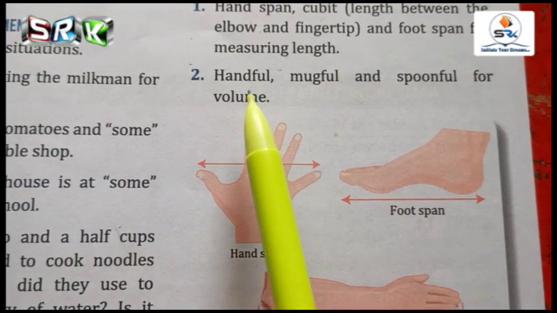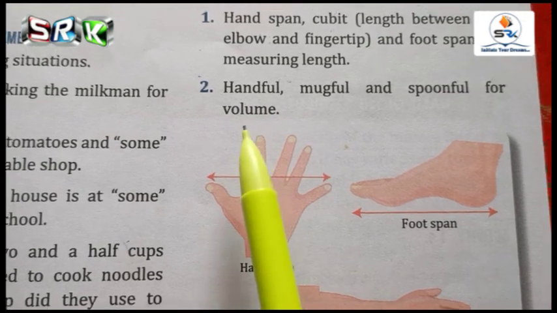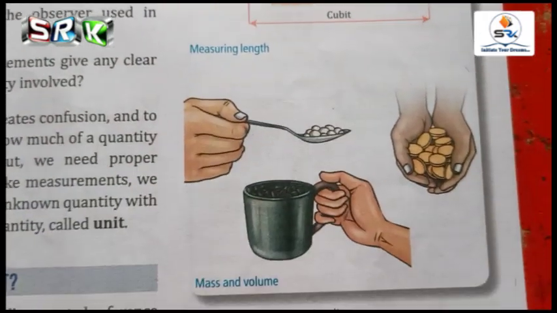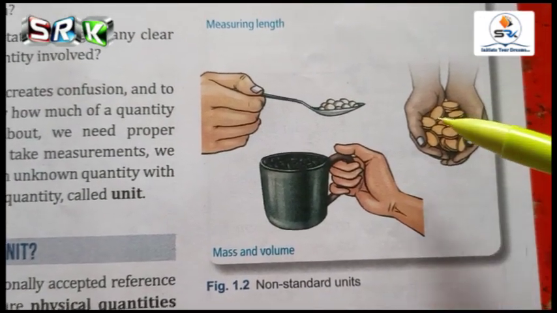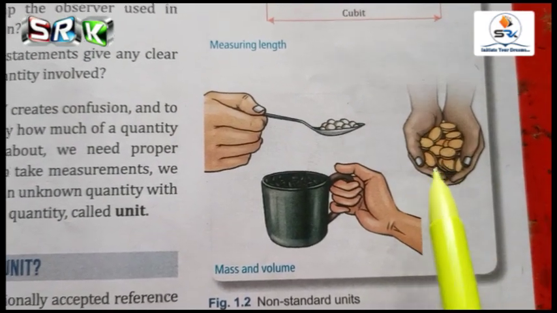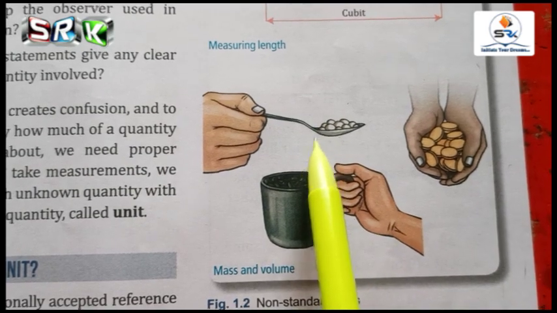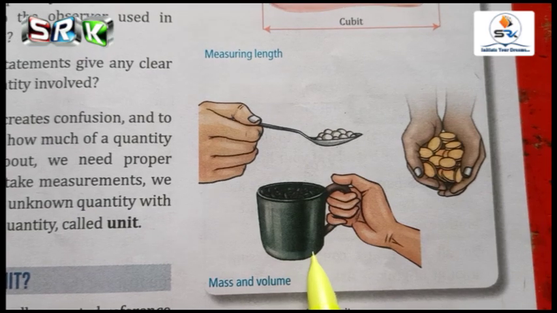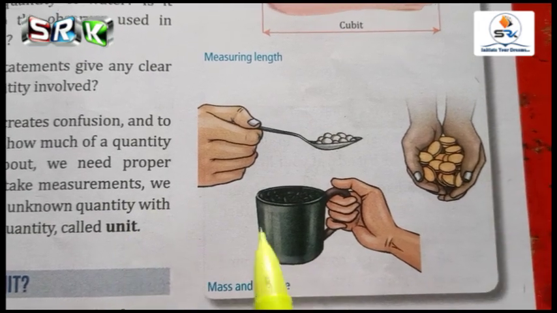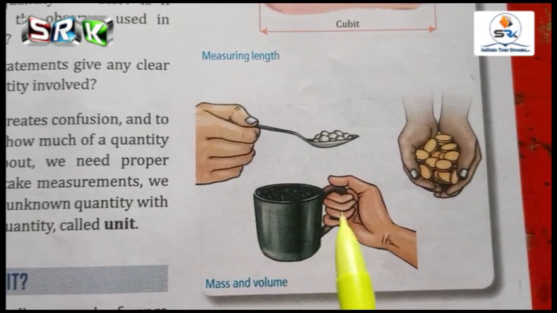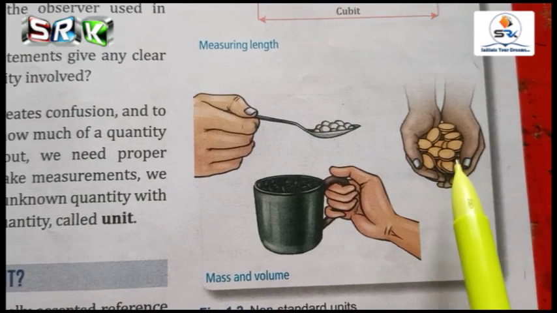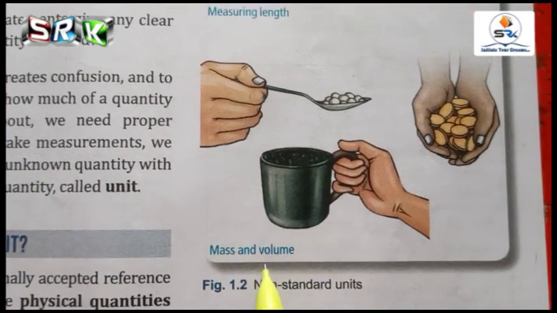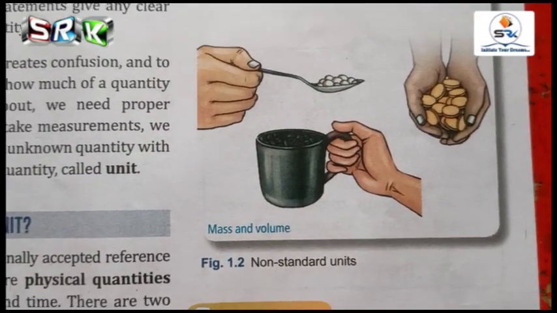And the next one is handful, for volume. Handful, mugful and spoonful. Here the picture is given for your clear understanding. This is to measure mass and volume. You say, take a handful of flour and put it in, don't you? So handful, mugful and spoonful are for measuring mass and volume.